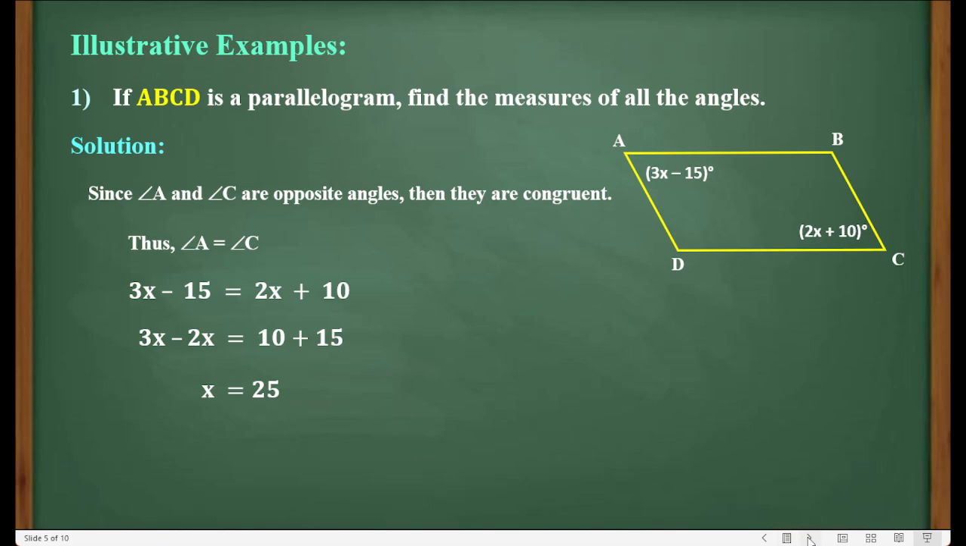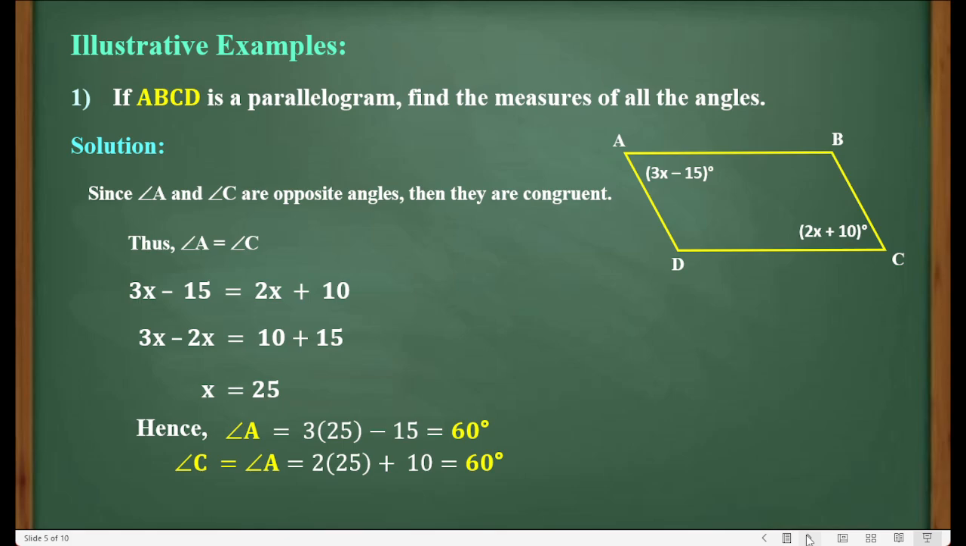And from here, we can now determine the measure of each of the four angles of this quadrilateral. To find the measure of angle A, we take note of the expression 3x minus 15 and plug in the value of x, which we obtained as 25, and simplify the resulting expression. We found out that angle A is 60 degrees. And for angle C, we know that it is equal to angle A, so angle C is also 60 degrees.